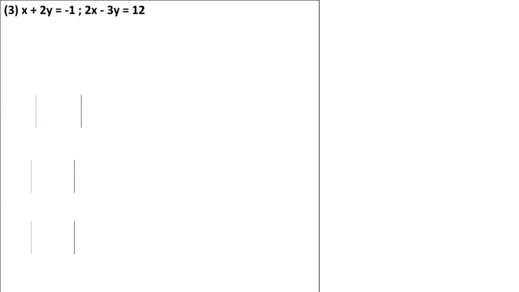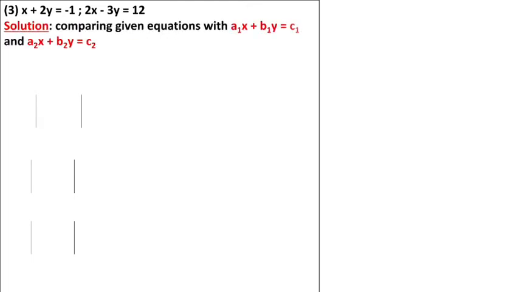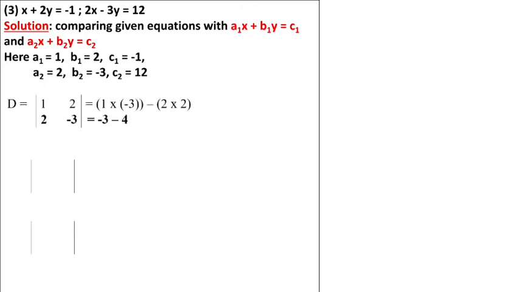Now the third one is given: x plus 2y equal to minus 1, 2x minus 3y equal to 12. Already it is arranged, so here we will write the a1, b1, c1, a2, b2 and c2 values. After writing these values, we will use the formula for d. In the d we take a1, a2 and b1, b2. So 1 into minus 3 minus 2 into 2. So 1 3 is 3, but we have the minus sign, so minus 3, minus 2 2s is 4. So minus minus, plus 3 plus 4 is 7 and the bigger number sign is minus. So d value became minus 7.